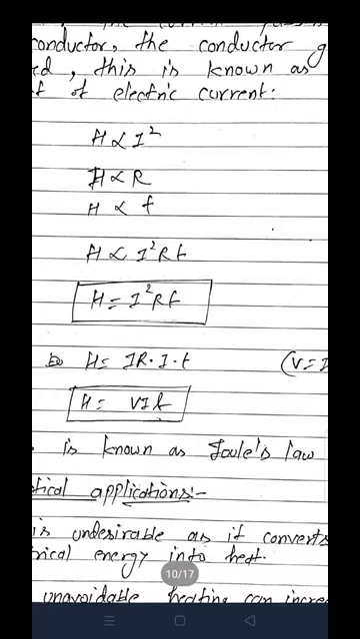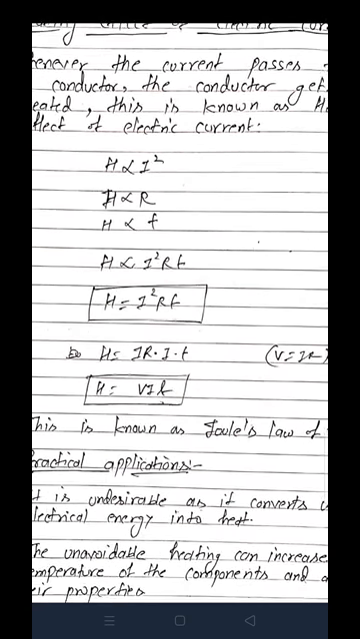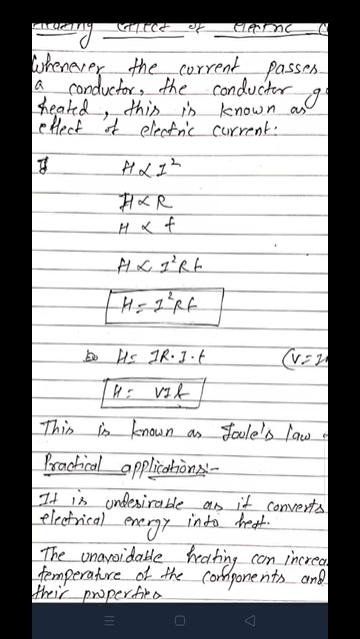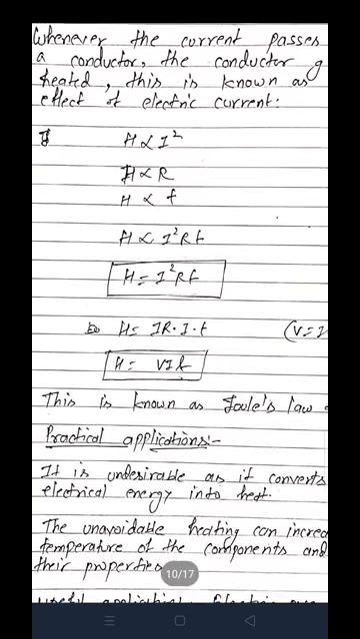Now that I square R, we can break it into IR into I into T, and the value will remain the same. But why are we breaking it here? IR, again we know that IR equals what? According to Ohm's law, V equals IR. Then we will replace IR by V, so it will be VIT. So we have two formulas now, H equals I square RT and H equals VIT. This is known as Joule's law of heating.